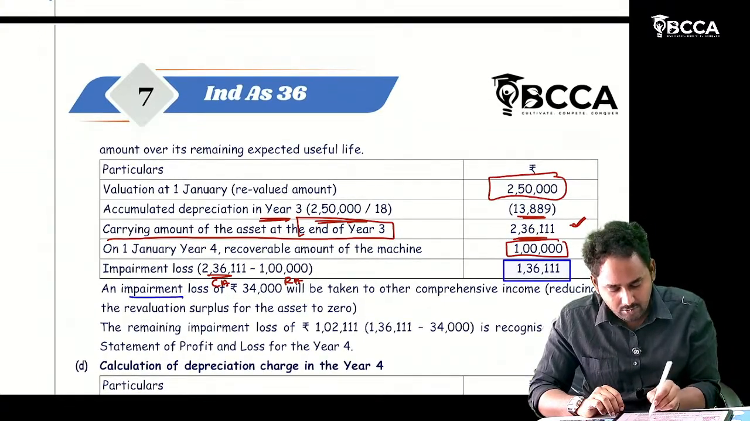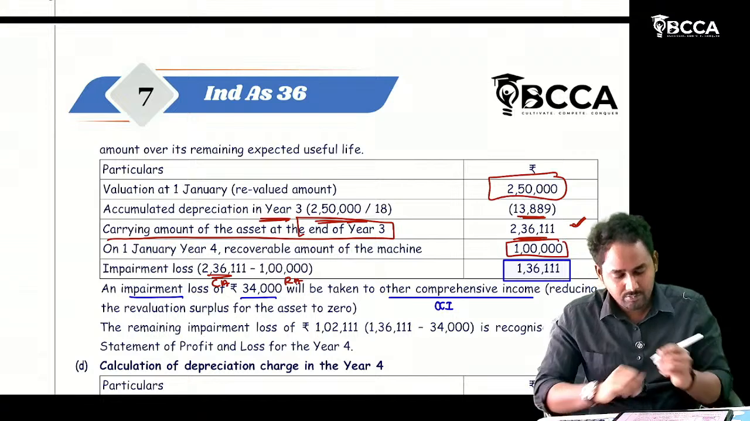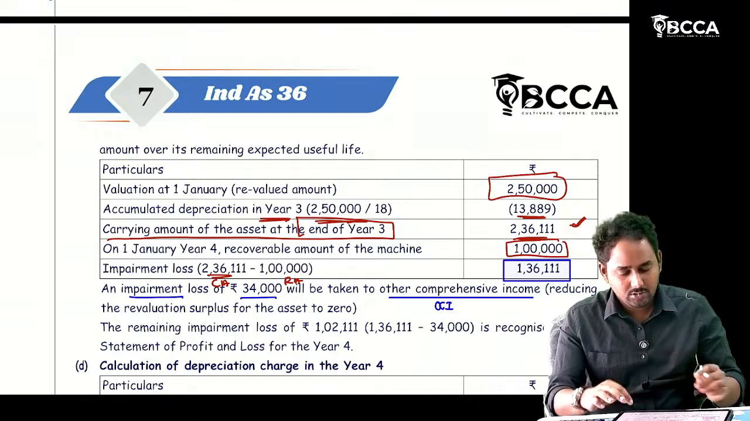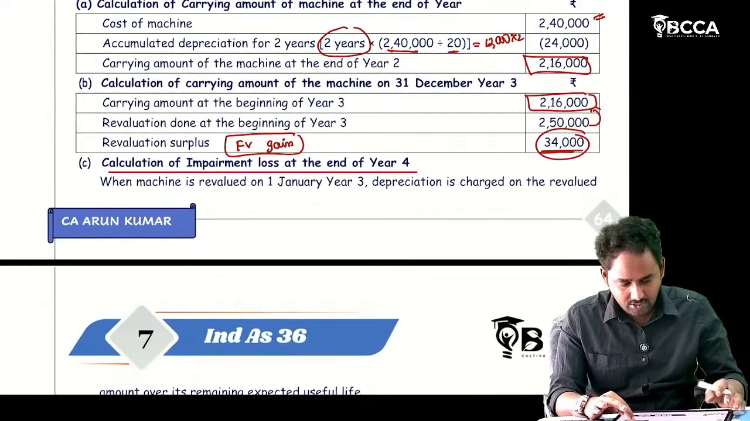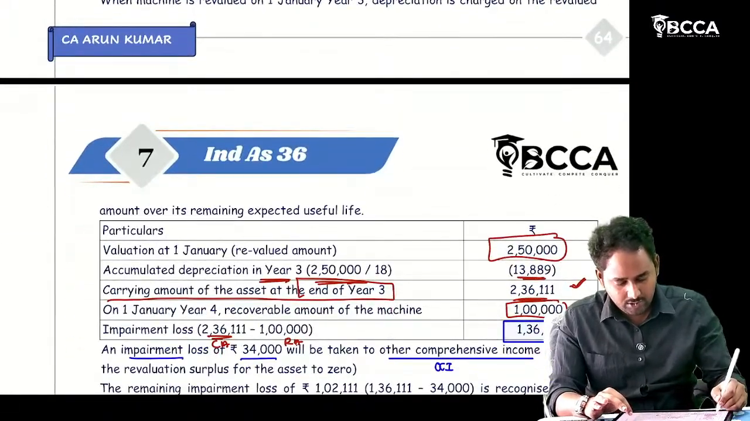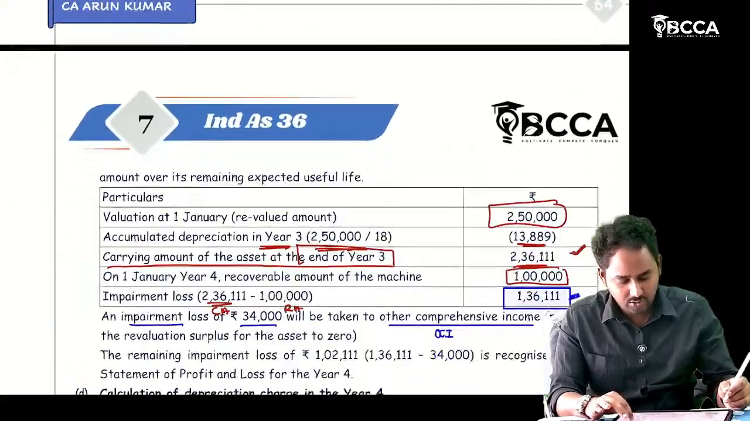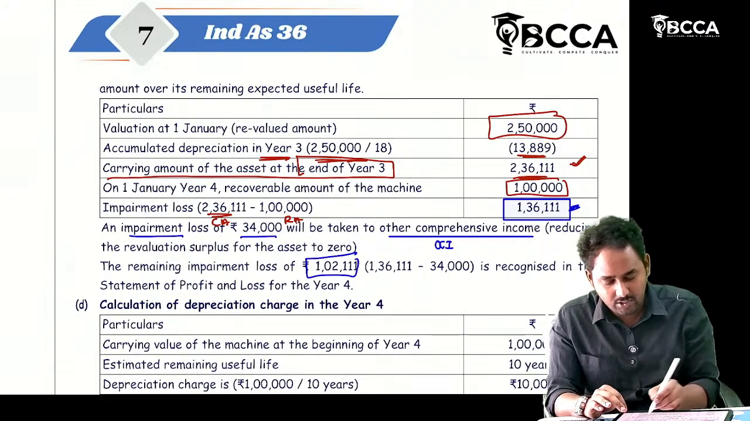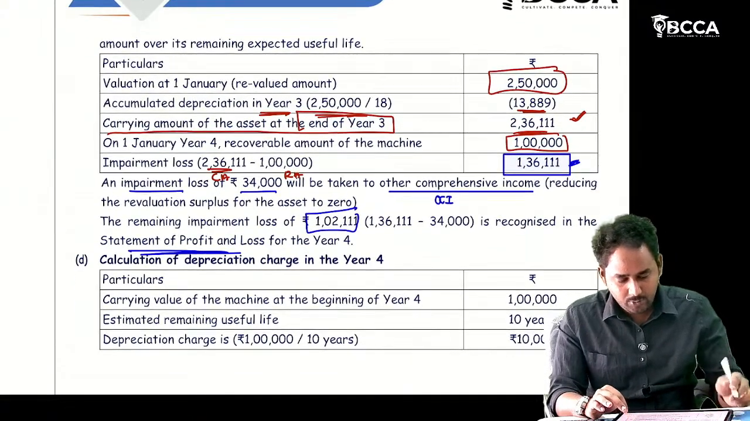So an impairment loss of 34,000 will be taken to other comprehensive income. Impairment loss generally should be transferred to P&L, but there is a revalued amount. What is the revaluation gain? 34,000. So the 136,111 impairment loss should be set off against OCI first, 34,000. What is the remaining balance? The remaining amount 102,111 should be recognized in the statement of P&L. Then the closing carrying amount would be 1 lakh rupees.